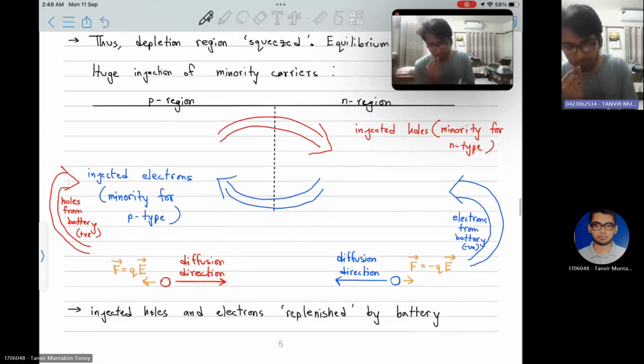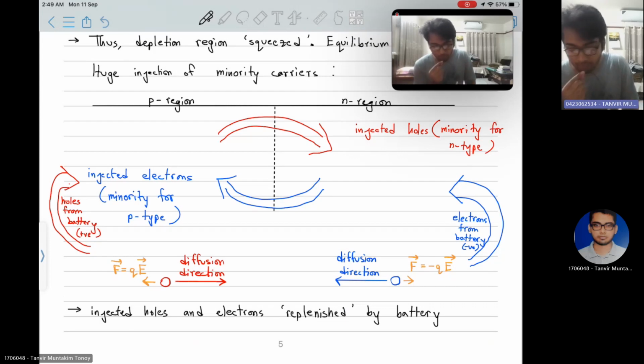With this diagram, we can see how the holes from the P region are directly injected into the N region. These holes are actually the minority carriers in the N region, right? Same for the electrons injected from the N region into the P region. These electrons, once again, are minority carriers for the P region.